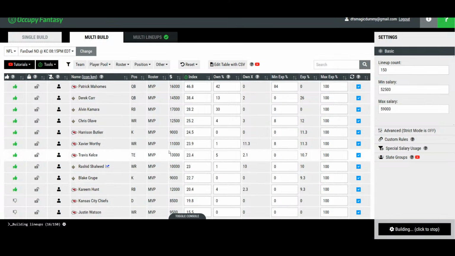So that answers the question on how many captains and MVPs to choose in your player pool for 150 max or 20 max. For 20 max, you generally want less, just because you only have a certain amount of lineups to work with. But the same concept applies. When you have 20 lineups, you like Mahomes, you play him in 18 out of 20. You throw over the field. If you want to fade Mahomes and Kamara, you can still get 4 Carr lineups, 2 Olave, 2 Shaheed, and you're still getting overweight on the field.